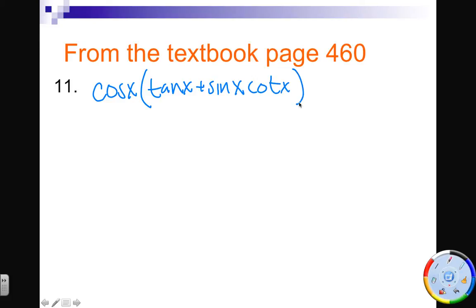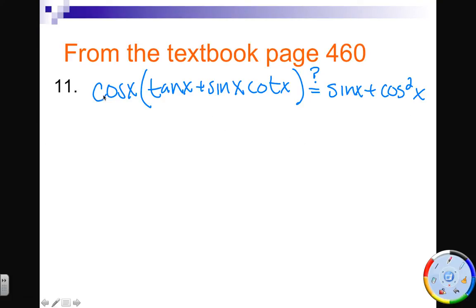So starting with number 11, here we've got cosine of x times tangent of x plus sine x cotangent x. And I want to know, does this equal sine x plus cosine squared x? You notice I put this little question mark here. This is hoping to help you see that I can't cross the equal sign. So I want to know, does this equal this? We know it does, but we want to show how.